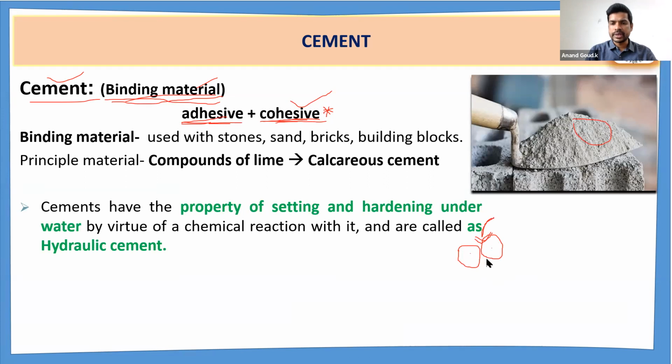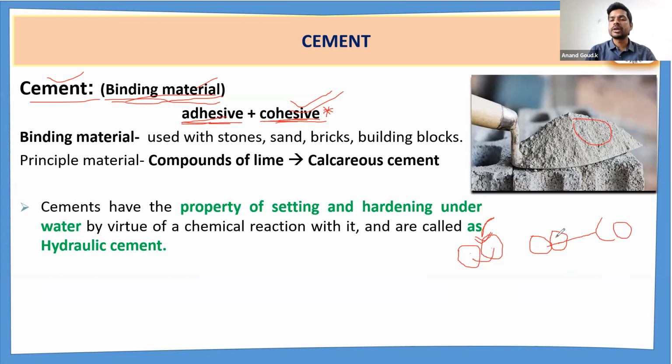Bond takes place. Yes, very good. That means these two particles are going to be bound with each other, right? That is what we are going to observe. This is a very common thing. After adding water to these two cement particles, they are going to bind with each other like this. This particular property is called cohesive property.